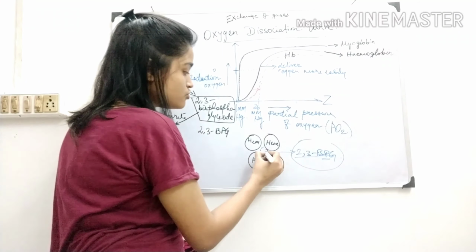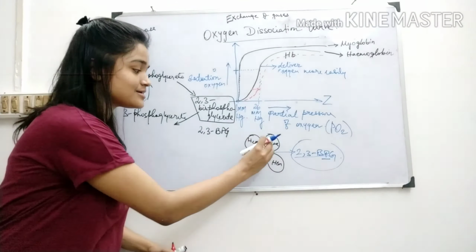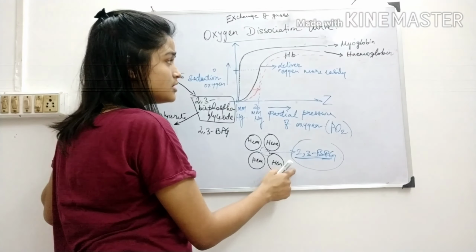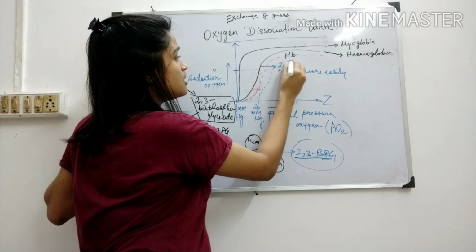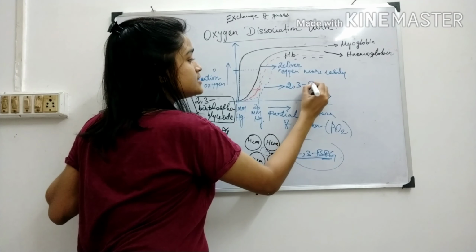So when 2,3-BPG is bound in this pocket, it decreases the oxygen affinity. Now this heme cannot bind to oxygen. So by decreasing the oxygen affinity, the oxygen can be delivered easily to the tissues. And when this is not present, oxygen can bind to it. So this again shifts the curve towards the right. So this is again due to 2,3-BPG.